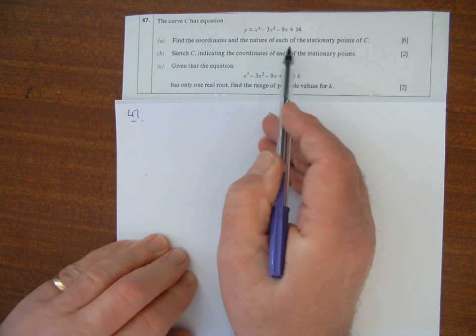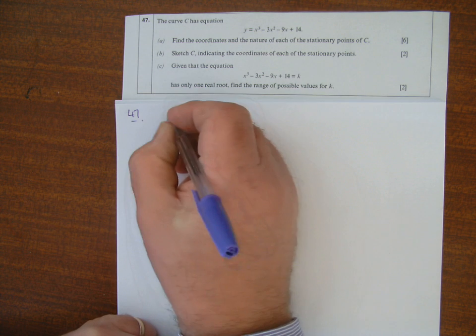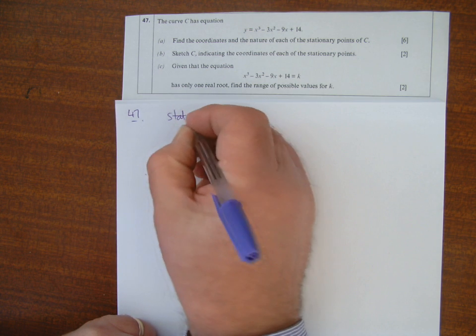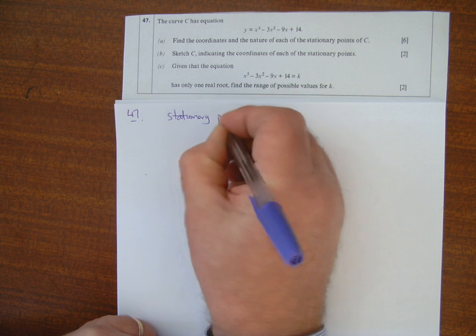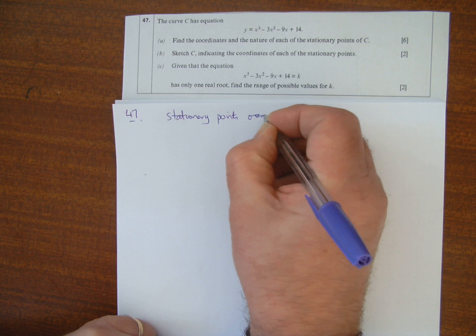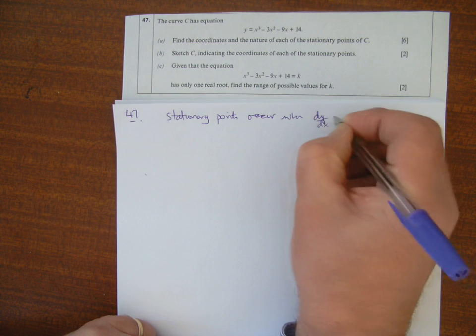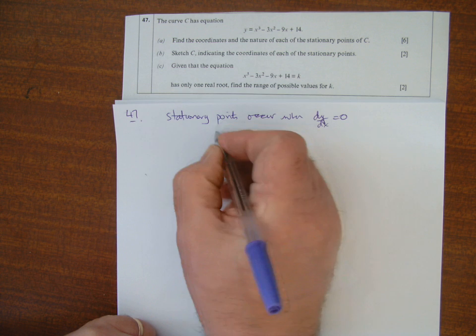Okay, coordinates and nature of each of the stationary points. So then state what the condition is for stationary points. Stationary points occur when dy by dx is equal to 0. So find dy by dx.